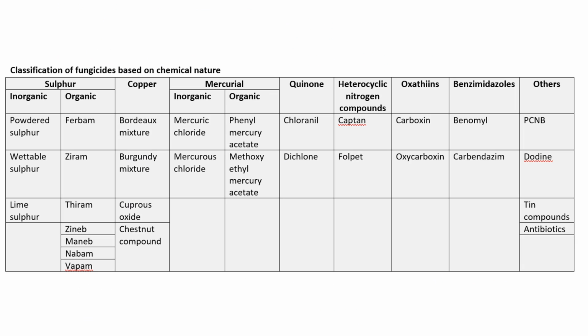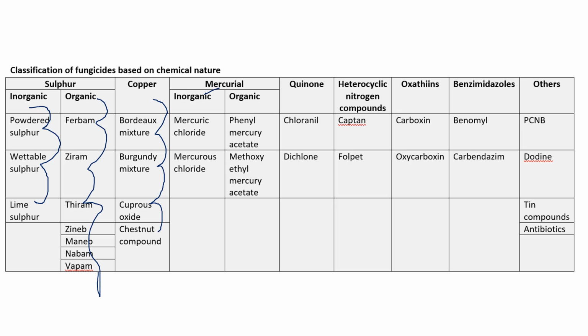This is the classification of fungicides. Inorganic means sulfur; two types are there, inorganic and organic. Powder sulfur, wettable sulfur, lime sulfur come under inorganic. Organic means ferbam, ziram, thiram, zineb, maneb, vapam come under organic. Copper fungicides are like Bordeaux mixture, Burgundy mixture, cuprous oxide, chestnut compounds, which come under copper.